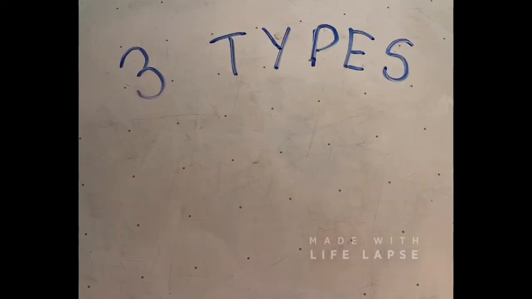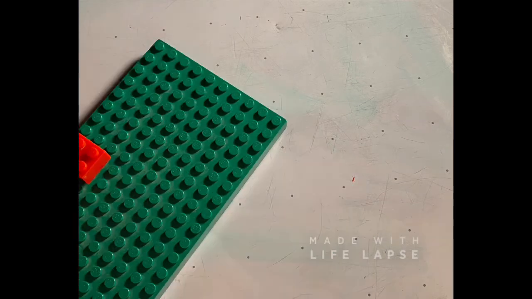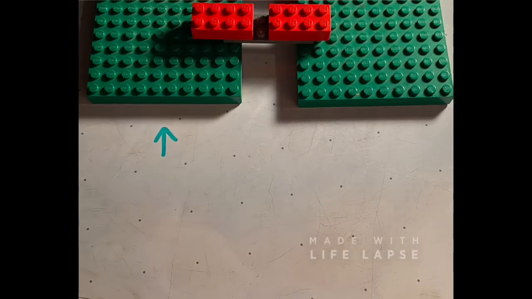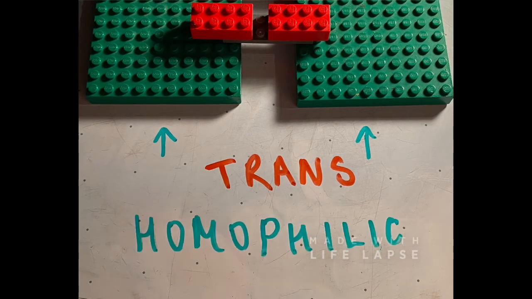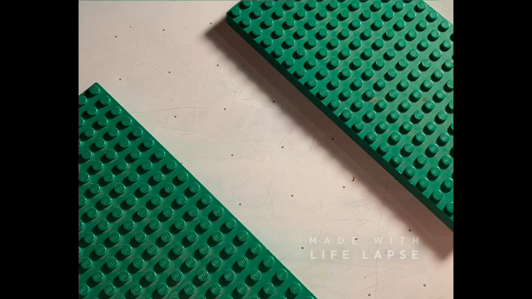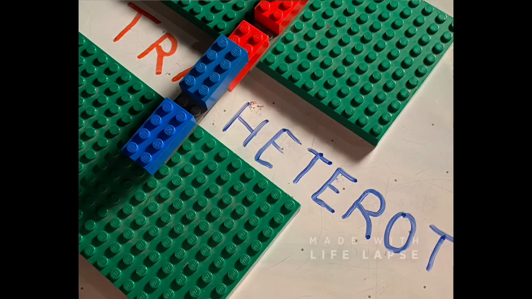There are 3 types of cadherin interactions. When cadherins on the same cell adhere to each other, we call it a cis interaction. When cadherins from different cells bind to each other, it is a trans interaction. When those cadherins are the same type, it is a trans homophilic interaction. And when cadherins on different cells of different types bind together, it is a trans heterotypic interaction.